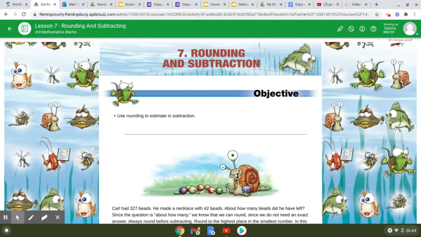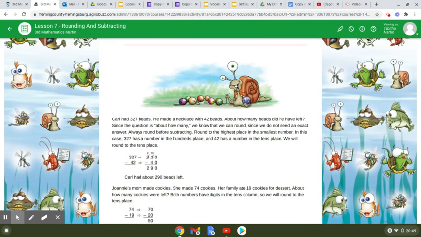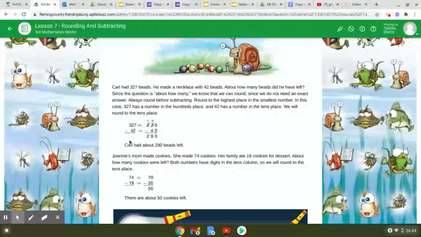Hey guys, so today we're going to be talking about rounding and subtraction. What it's going to be is it's going to give you a subtraction problem like this right here, and then you're going to have to round your number, and then you will be able to subtract. So let's go ahead and start this.